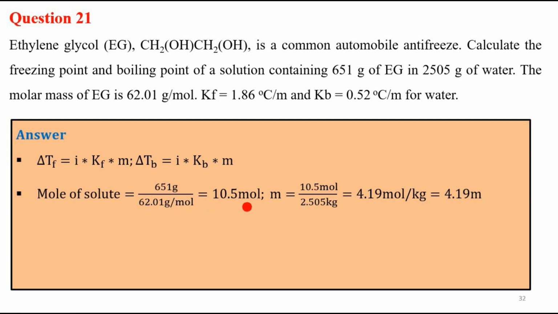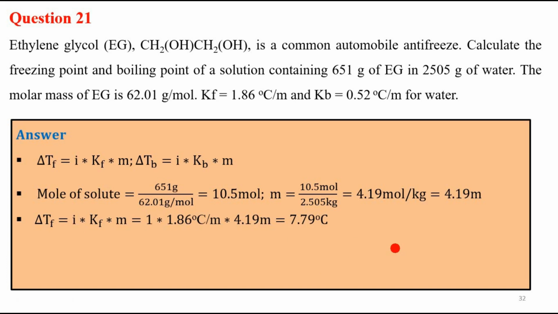We get the moles of solid as 10.5 mole. After getting the moles, we determine the molality, which is equal to the moles of solid divided by the kilograms of solvent. Then we get 4.19 mole per kilogram, or 4.19 molal. After getting the molality, we have Kf, and we have the Van 't Hoff factor, which is 1. Then we can replace the values and get the change in temperature for the freezing point. We can also determine the change in temperature for boiling point.